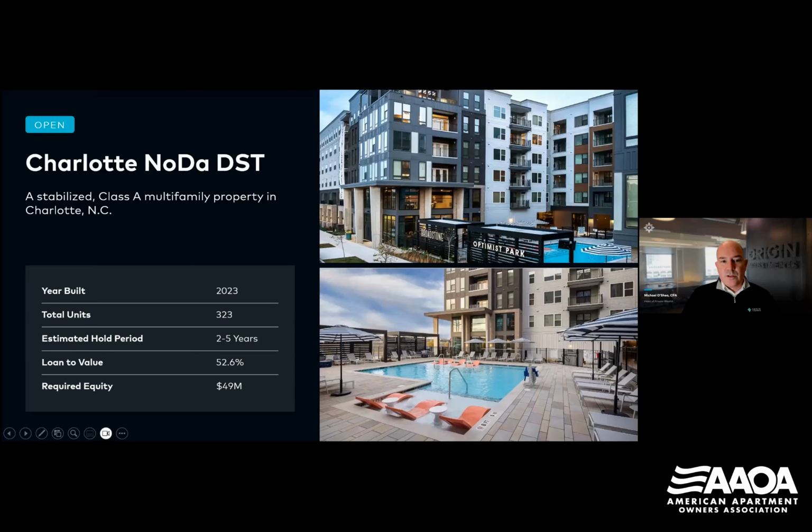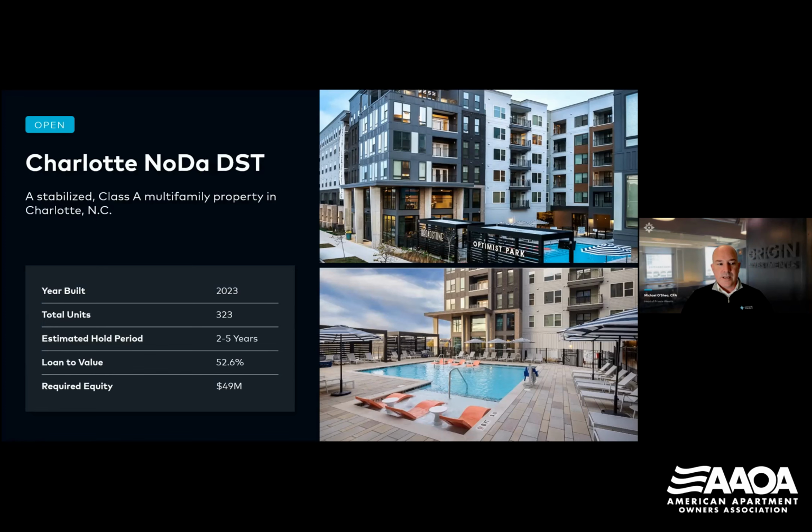Next one is Charlotte. NoDa, same thing. It's just the neighborhood is called NoDa. This is a new delivery, 2023, Class A, stabilized. They're all about the same price. These are like $94 million assets. But these are right in our backyard. As I mentioned, we've got offices in Nashville and Charlotte. So we know these properties really well. I think this one is 94% occupied. It's right on the light rail in Charlotte that goes downtown.